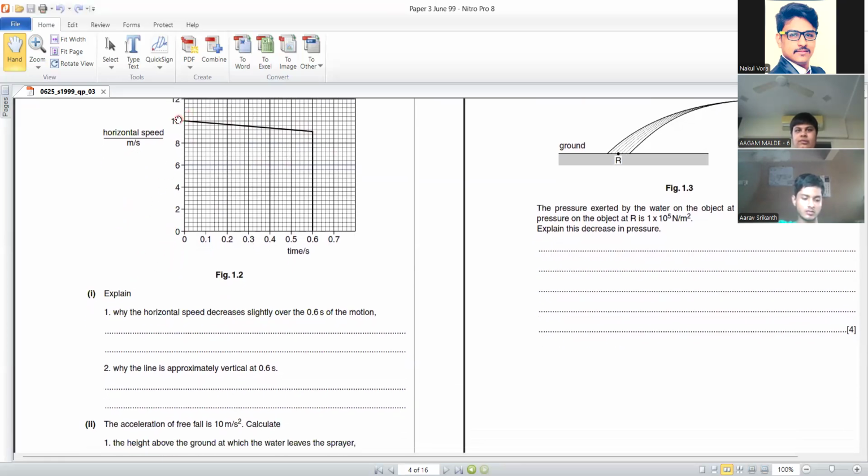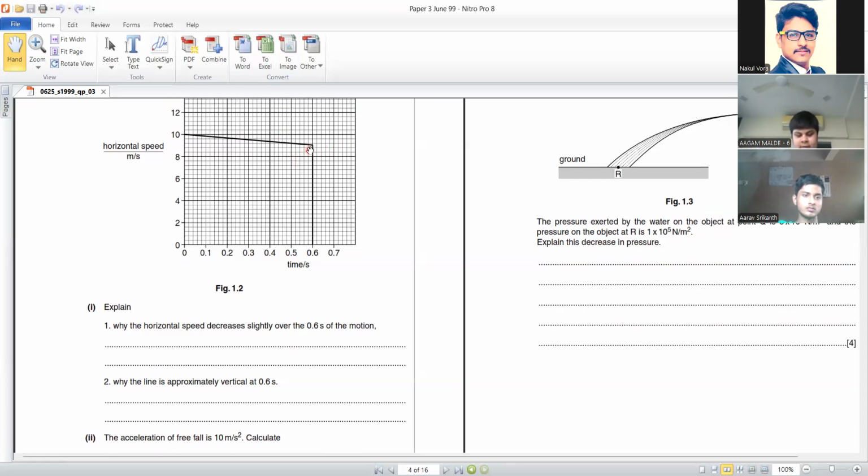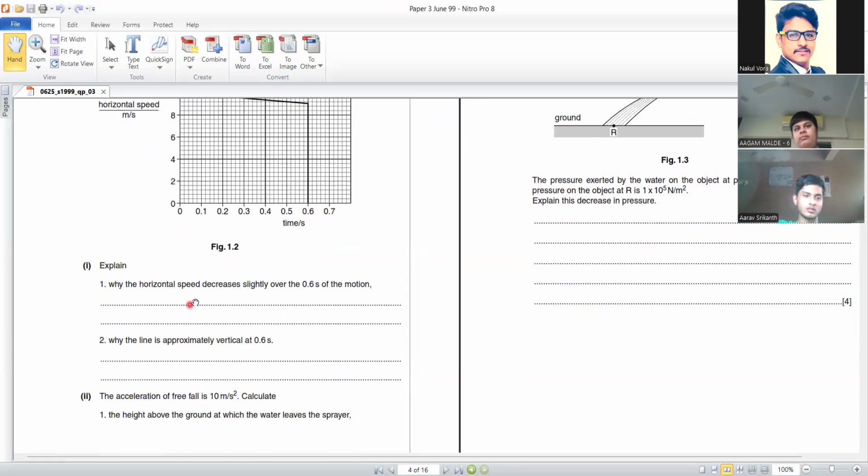So anything which is traveling in air and reducing in speed has two possibilities: either you interfered with it, or the air does. Here, we are not doing anything, so it is obviously air which is interfering with the path of the water. Right? Great. Why is the horizontal speed decreasing slightly? Because of the air resistance.